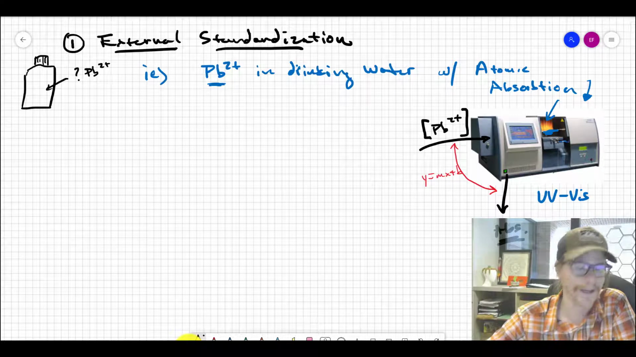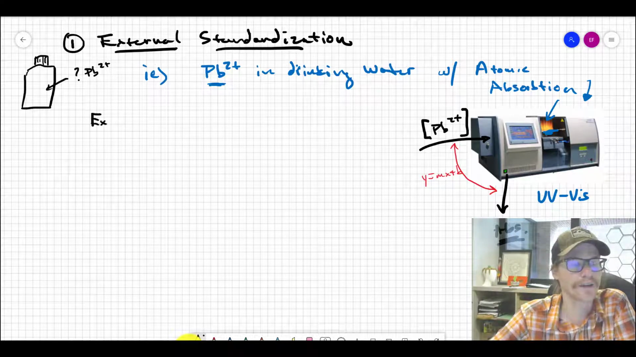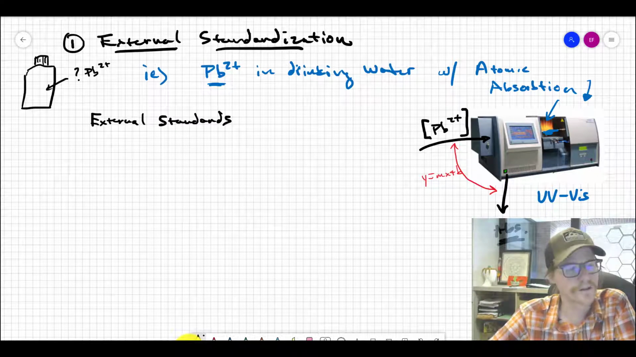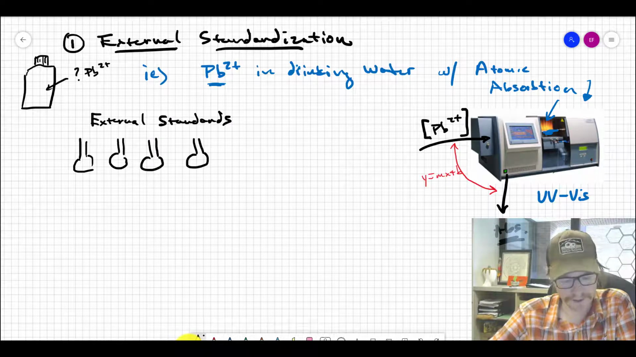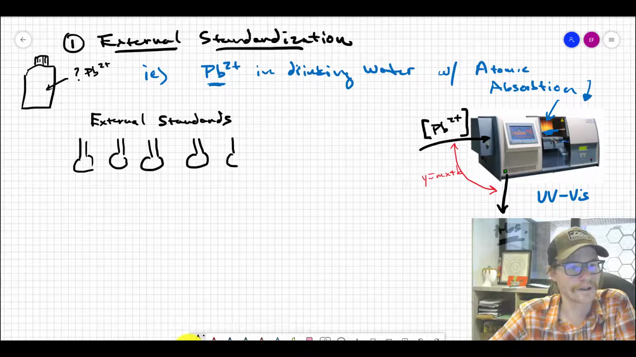So what that might look like is you create a set of what we call external standards. I'll tell you why the semantics of such a name. External standards are just beakers or volumetric flasks that you've prepared of known amounts of lead 2+ in drinking water. So you might make up several samples in volumetric flasks, 5 that I want to show you.